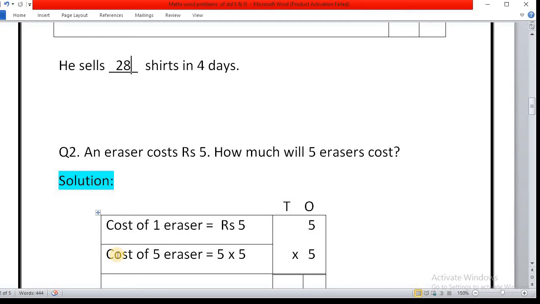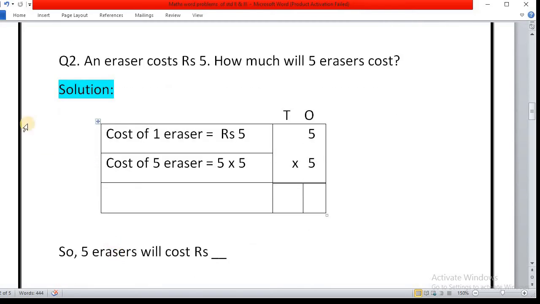Now come to question number 2. An eraser costs rupees 5. How much will 5 erasers cost? Here's the solution. Cost of one eraser is rupees 5. I have written rupees 5 here, and I have to find the cost of 5 erasers. Cost of 5 erasers will be 5 multiplied by 5.